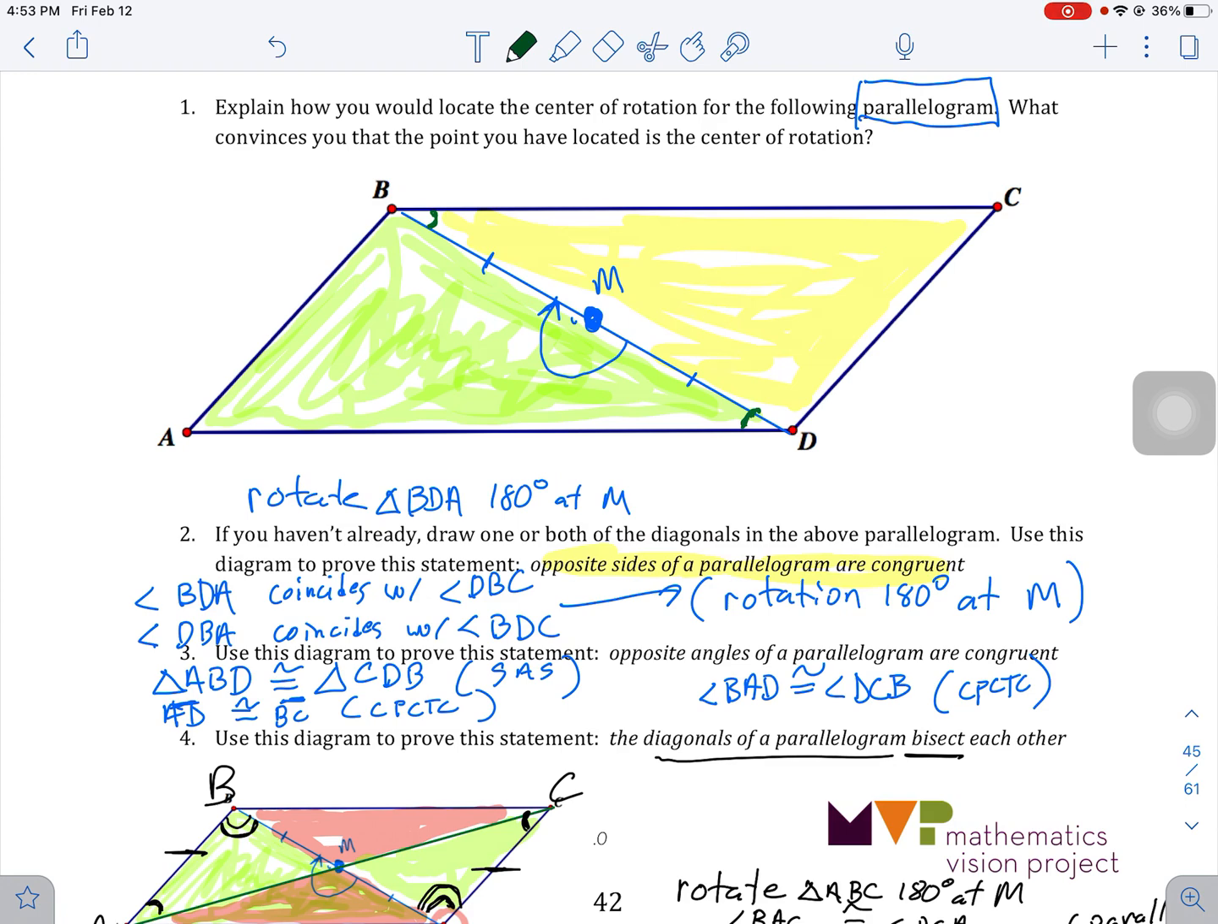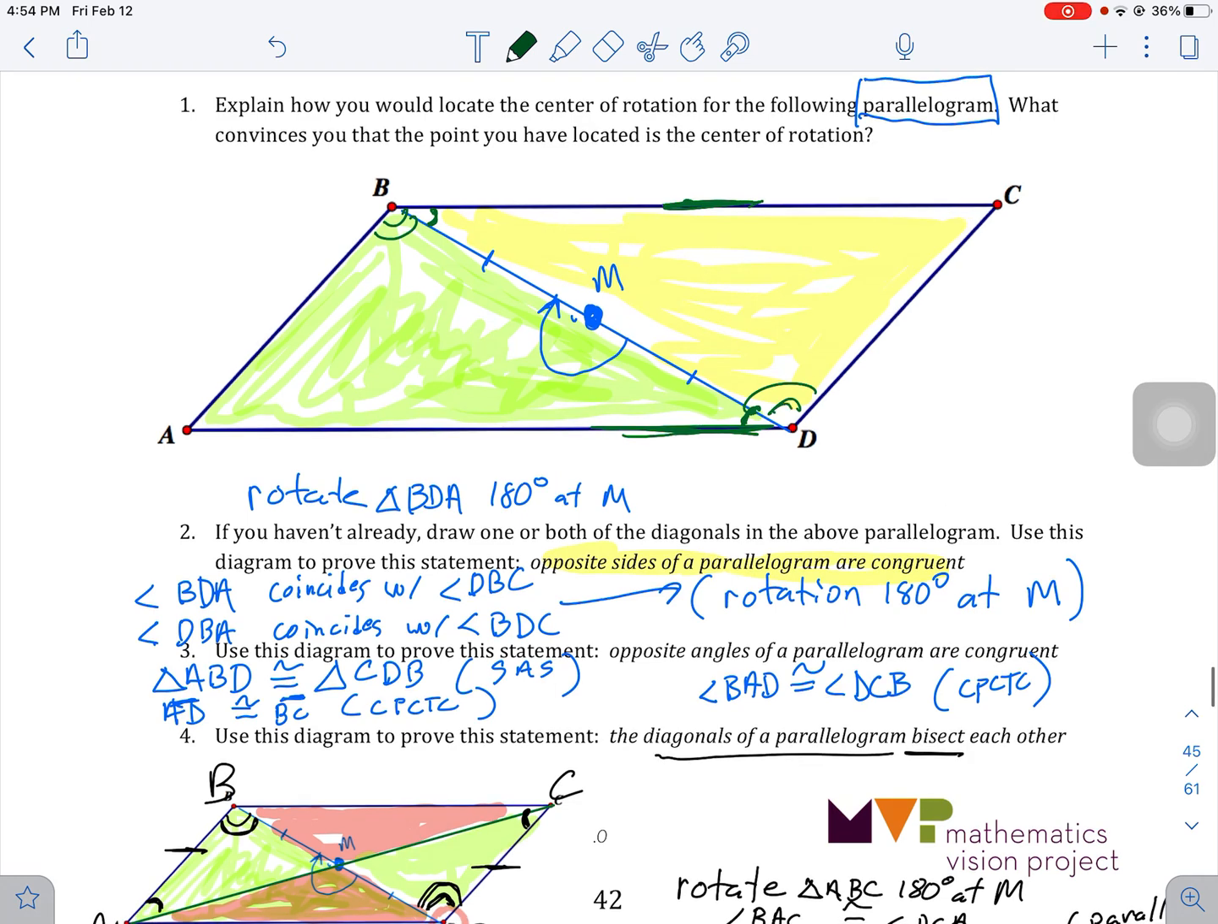And that has to do with the fact that when you rotate 180 degrees, any segments that you have, such as this one, is going to be parallel to this one. Okay. The other thing we can do is we can say that DBA, so here's my DBA, is going to be congruent to my BDC. Same type of thing. We've rotated that triangle 180 degrees, so therefore those angles coincide.